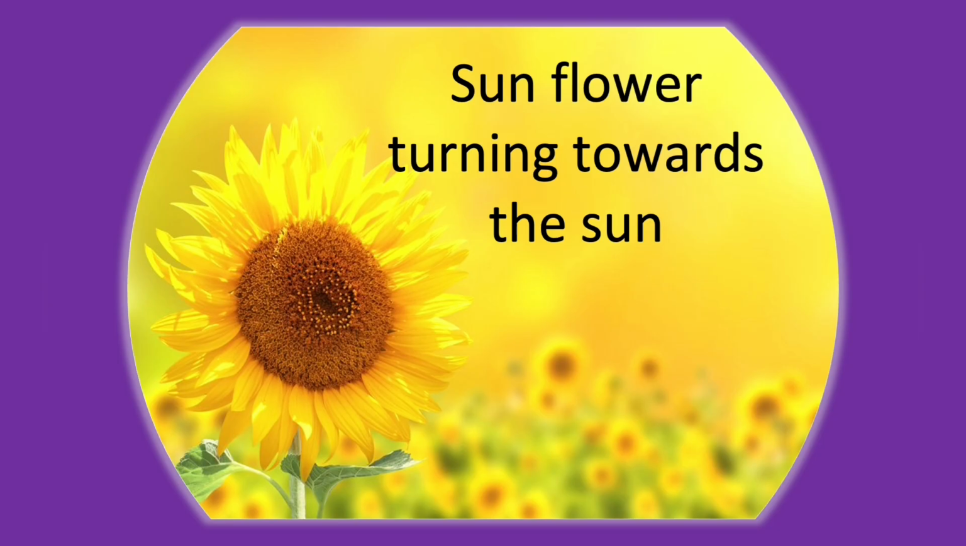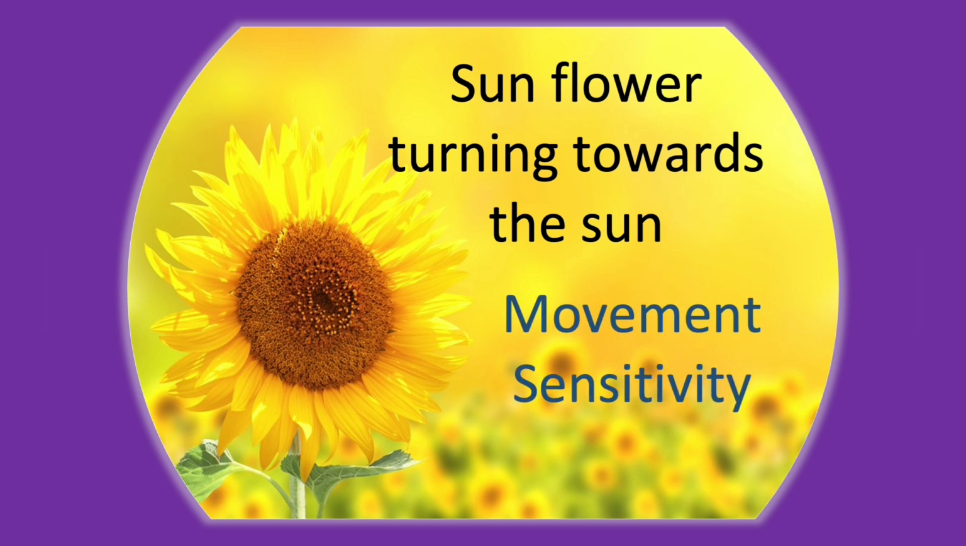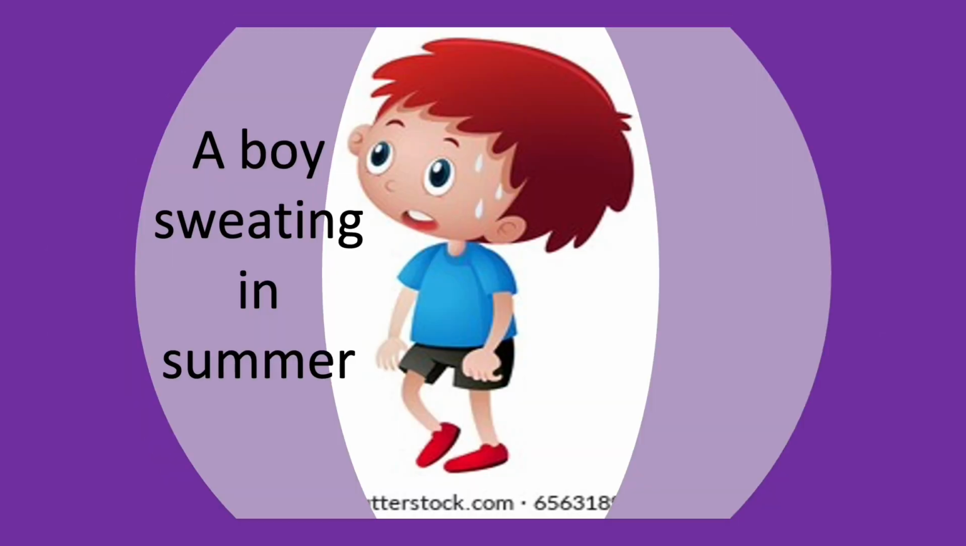The sunflower turning towards the sun. What is it? It's movement. Yes, it is movement. It can also be sensitivity because the sunflower is moving because it's sensing different things. A boy is sweating in summer. What is it? Excretion. Yes, it is excretion.